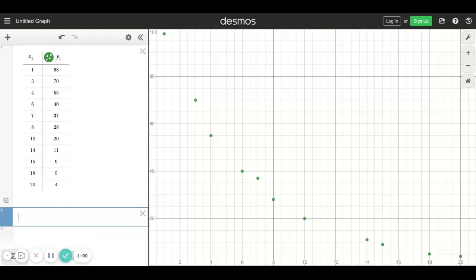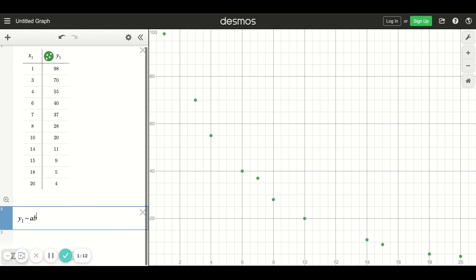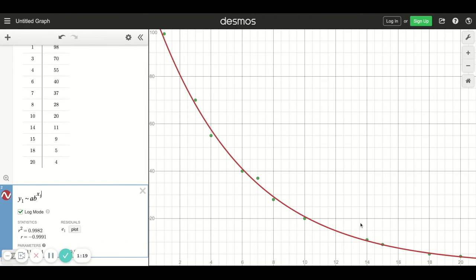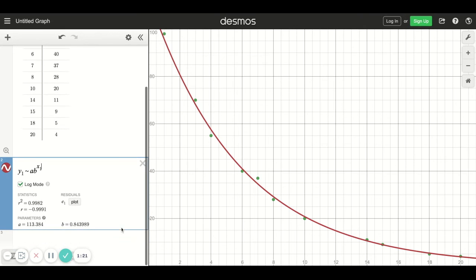To write our equation, since this is an exponential, which we assumed or we thought it was, we're going to go y1, then that similarity sign. Then we're going to go a, b, the caret, which is shift 6. And then we're going to go x1. And then we're going to click on this log mode so we get all the information. And you can see that it's following that trend really, really well, which is why it's such a strong correlation coefficient here of r. So there's our information. We're going to take that information and finish our notes here dealing with this situation.